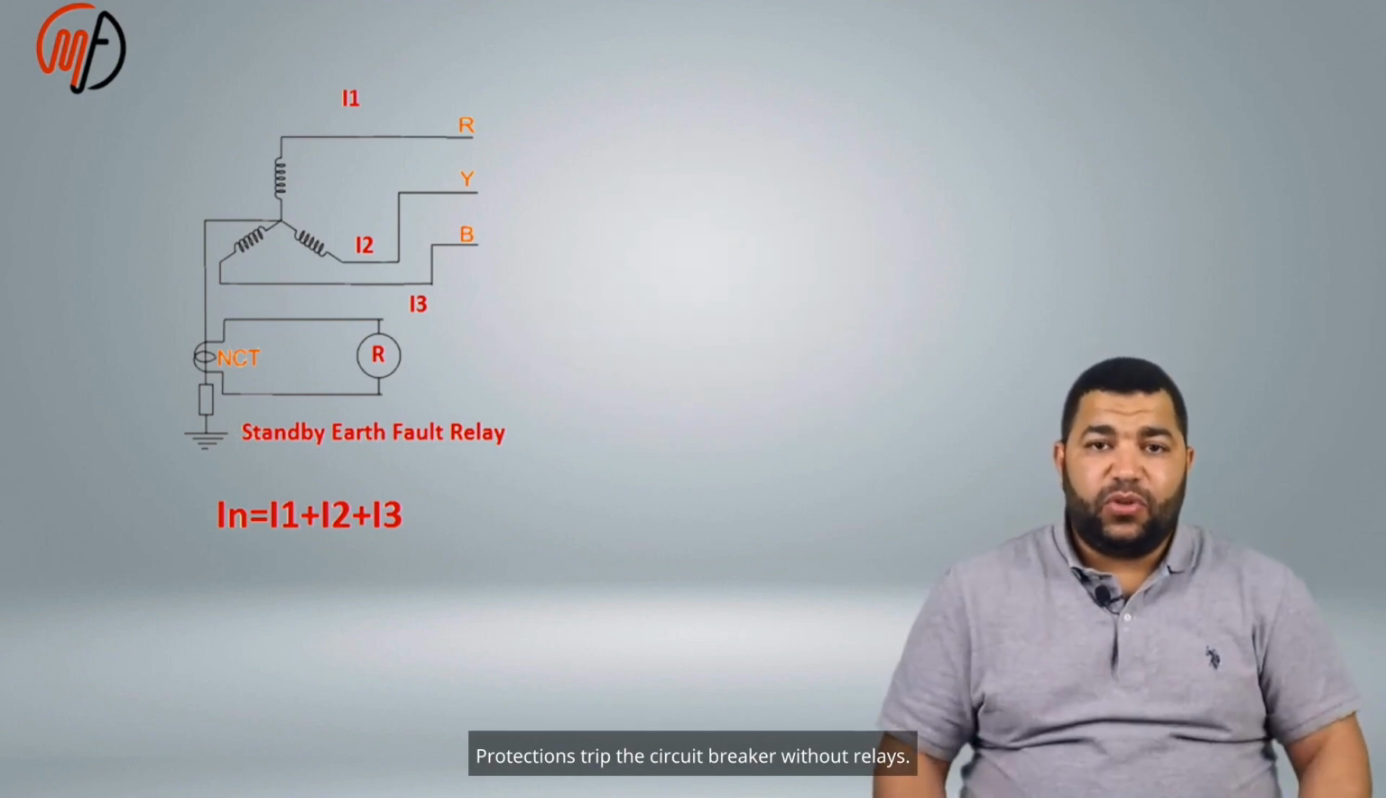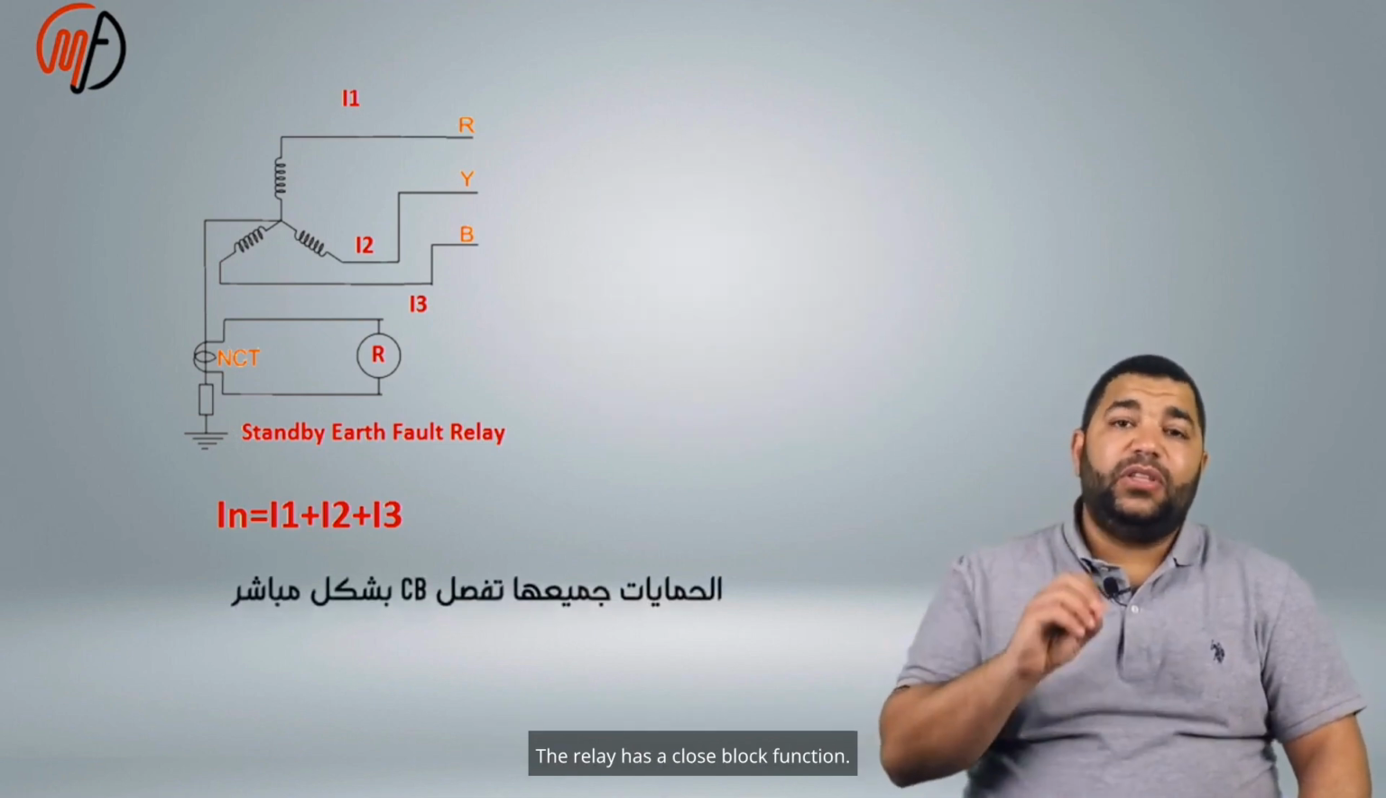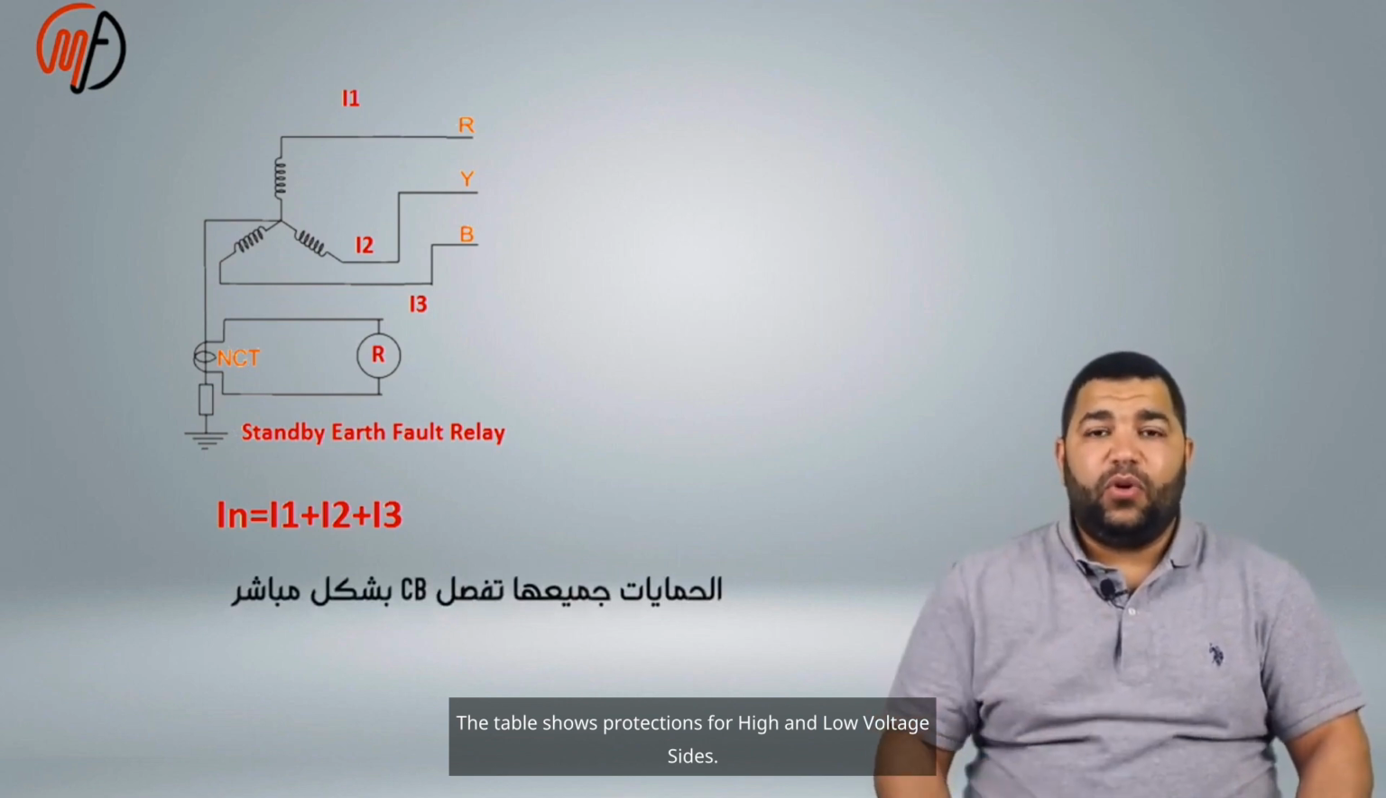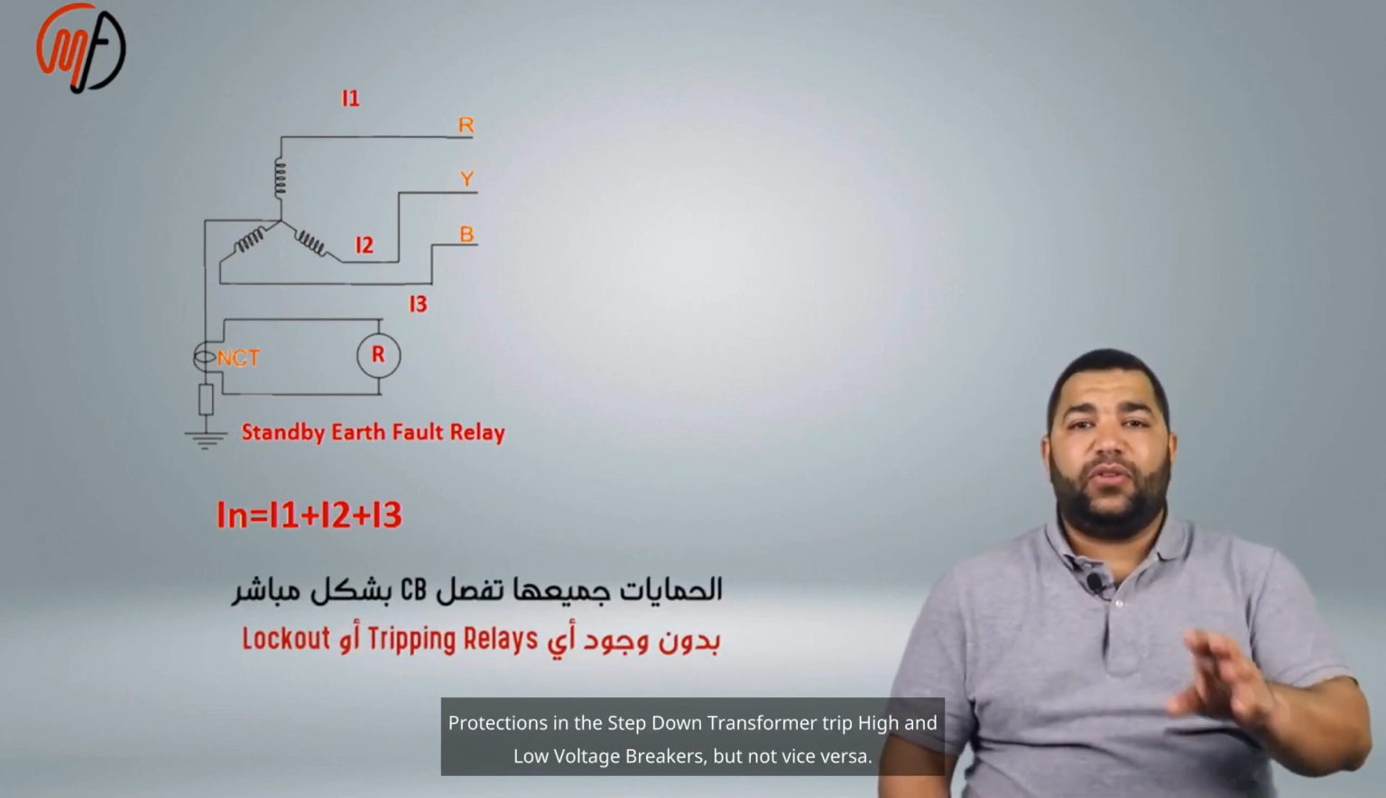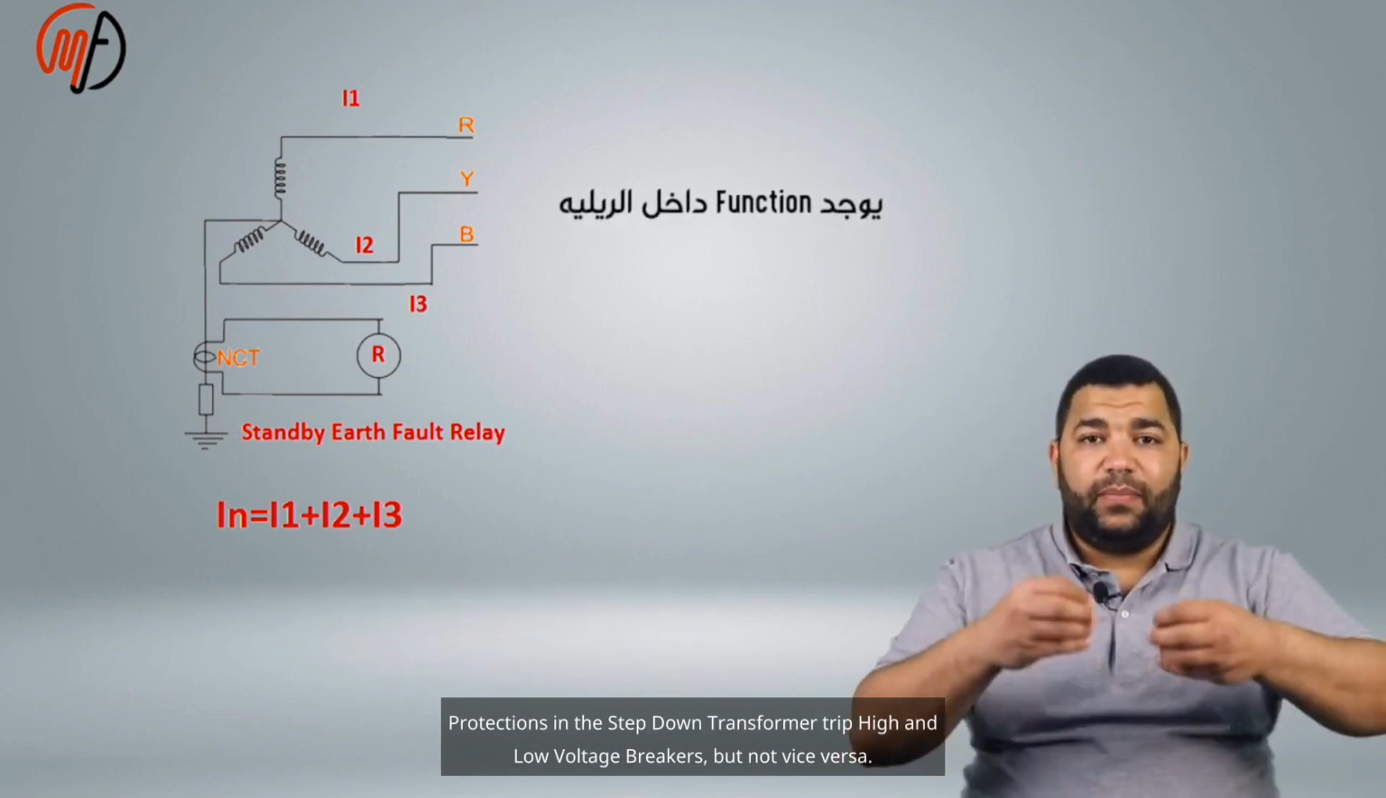Protections trip the circuit breaker without relays. The relay has a close block function. The table shows protections for high and low voltage sides. Protections in the step-down transformer trip high and low voltage breakers, but not vice versa.